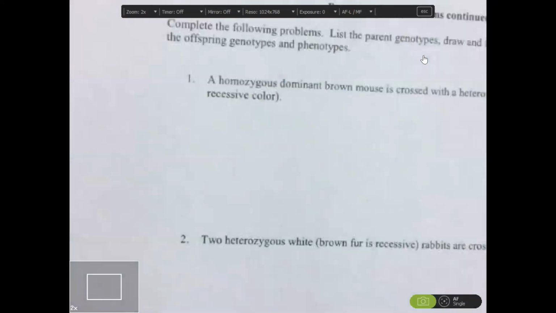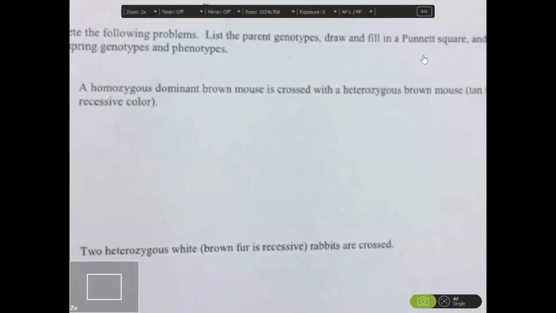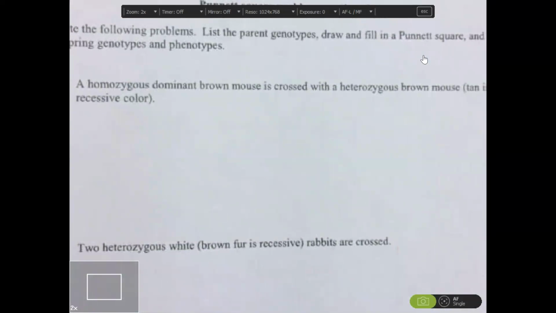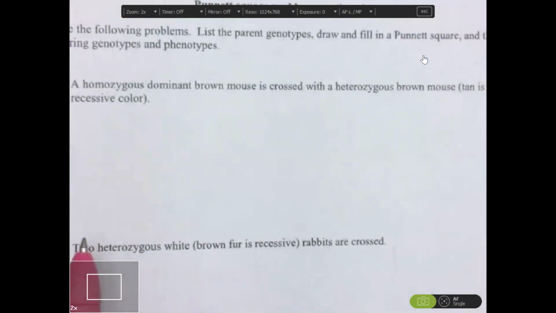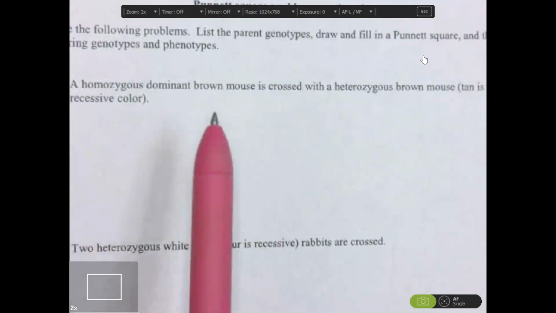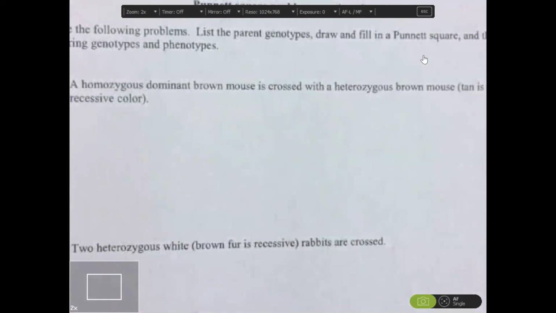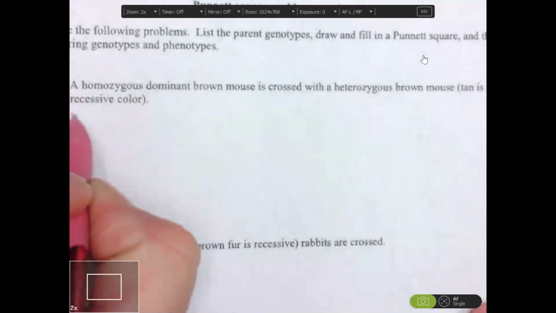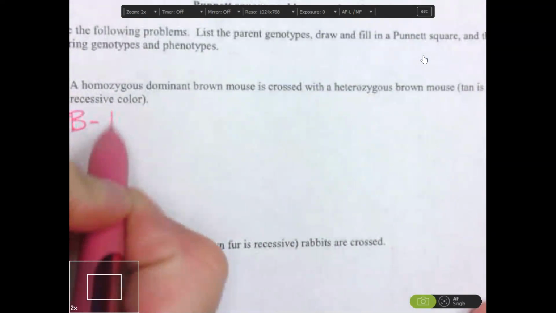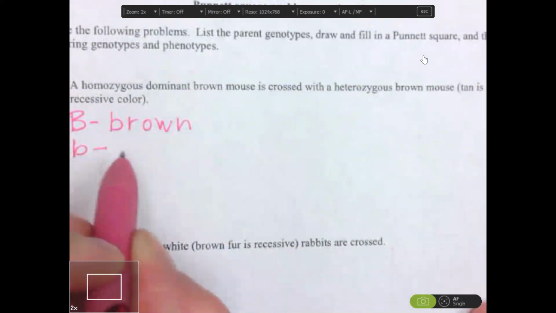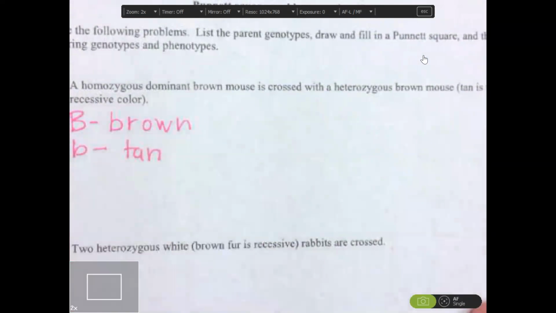Now on the back, there are word problems. Let's go ahead and read through. It's that vocab again. It says a homozygous dominant mouse is crossed with a heterozygous brown mouse, and it tells us tan is the recessive color. Now you can choose the allele letter that you want. In this case, I'm going to choose B. So I'm going to say big B is brown and it's dominant, and little b is going to be tan.